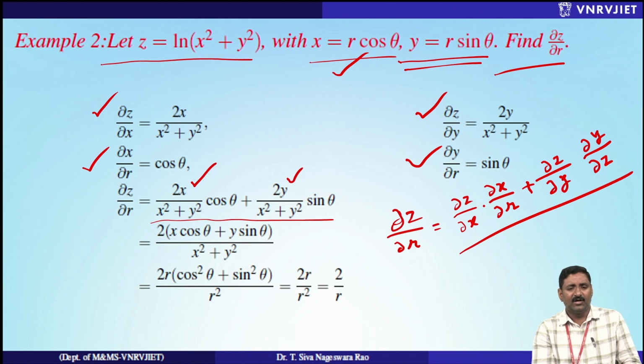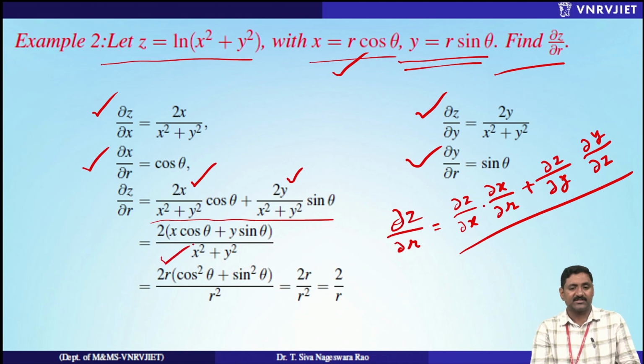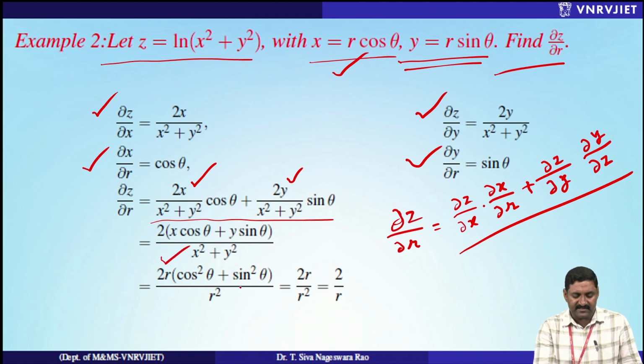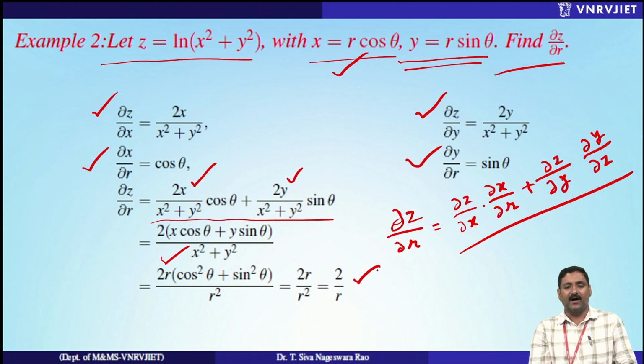Then here we will get x multiplied with cos theta. X is r cos theta, r multiplied with cos square theta. Y is r sin theta, y multiplied with sin theta. You will get r sin square theta. Take out r as common, you will get cos square theta plus sin square theta. Cos square theta plus sin square theta is equal to 1. Hence answer is 2r by r square. You will get 2 by r.